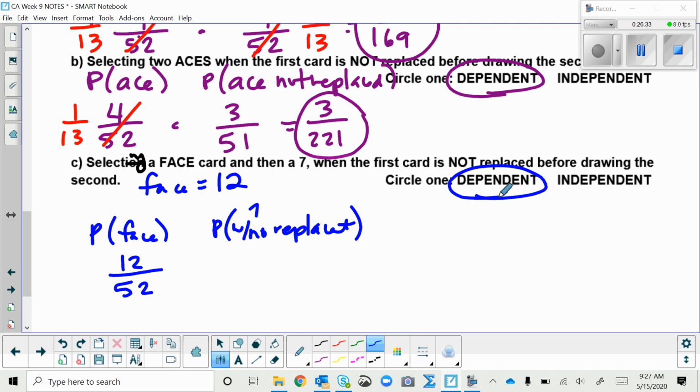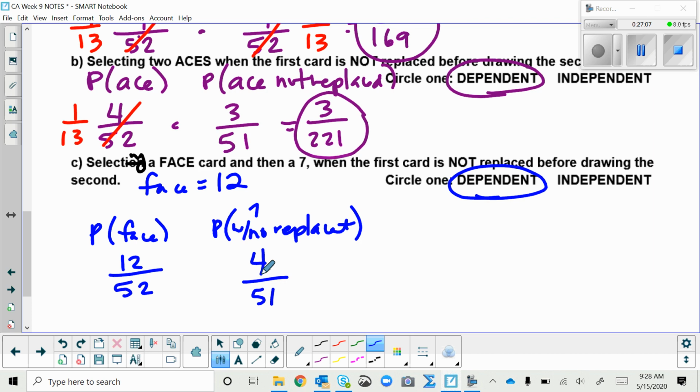Right, so now without replacement, there are 51 cards to choose from for the 7. And how many 7s are in the deck? There's 4. Let's see if I can remember them without Googling again. Hearts, clubs, spades, and diamonds. There's a 7 for each of those suits. So there are 4 7s altogether. I'll get this straight in just a second.